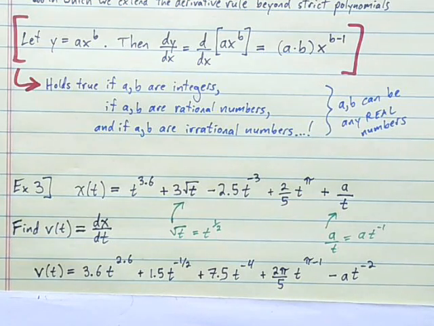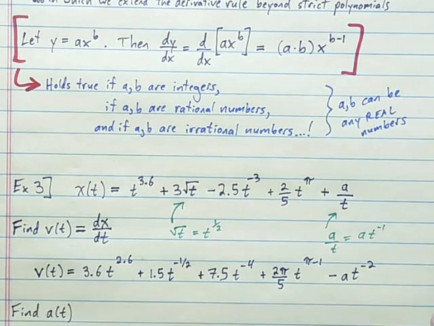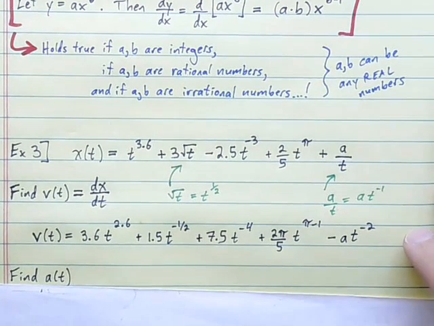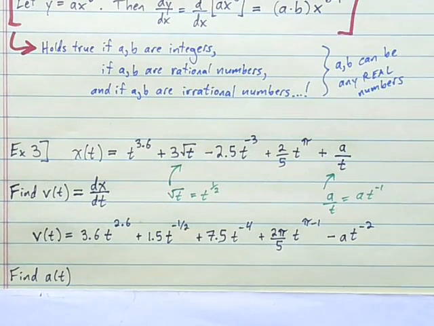All right, try it again now. Find the second derivative of the position function, or the first derivative of the velocity function. Those will give you the acceleration function. Pause the video now and try that again.